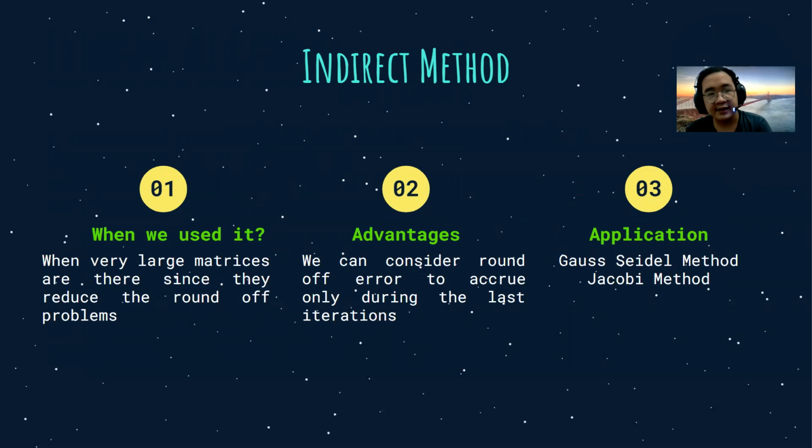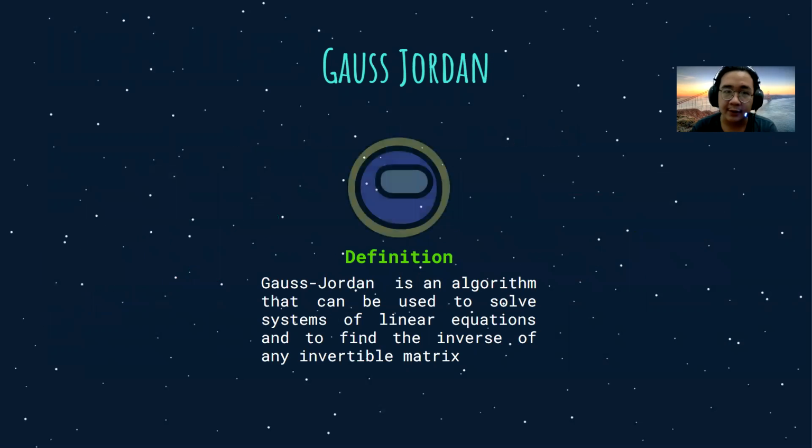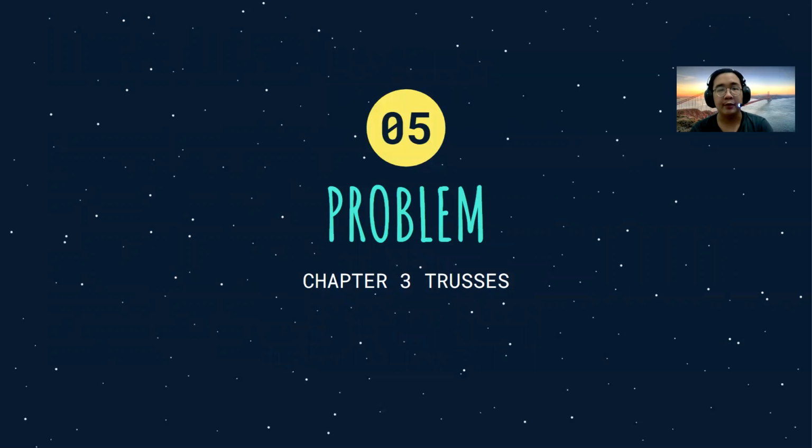What is the advantage of using the indirect method? We can consider round-off error to occur only during the last iteration. What are the applications of the indirect method? Gauss-Seidel method, Jacobi method. The Gauss-Jordan is used to solve this problem as the basis of the coding in OpenModelica. Gauss-Jordan is an algorithm that can be used to solve a system of linear equations and to find the inverse of any invertible matrix. Next, we're going to talk about the problem.